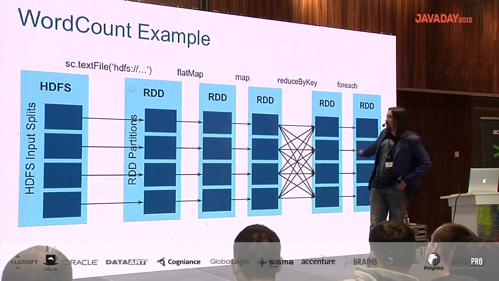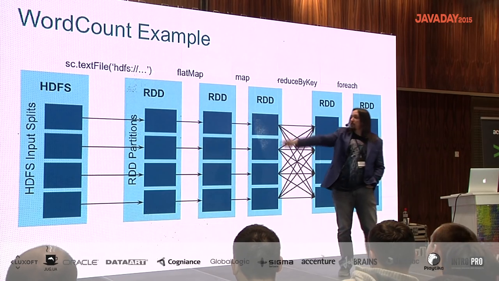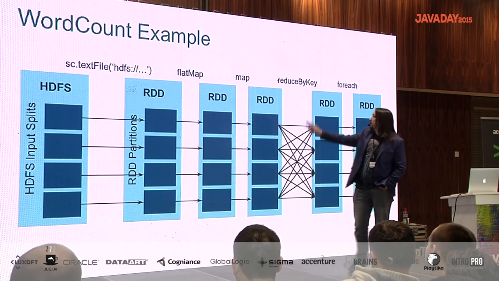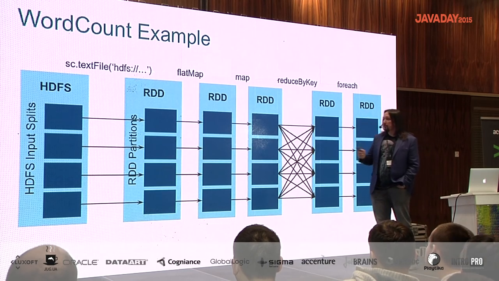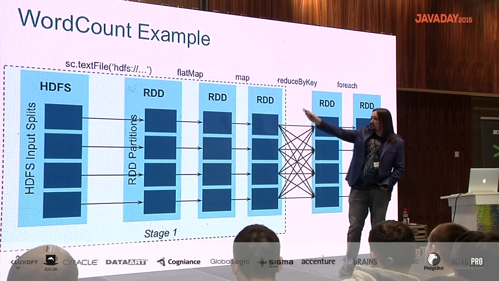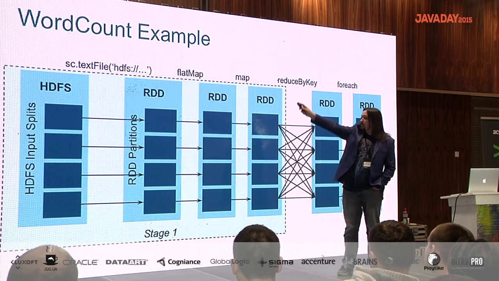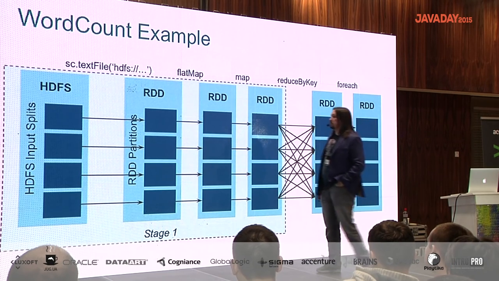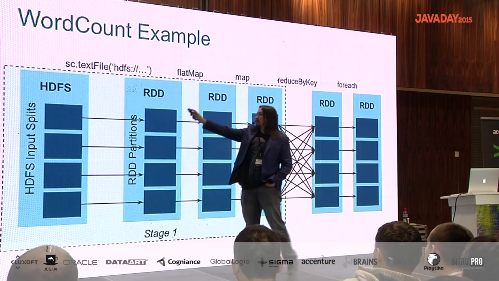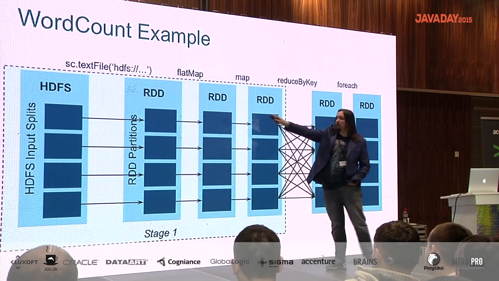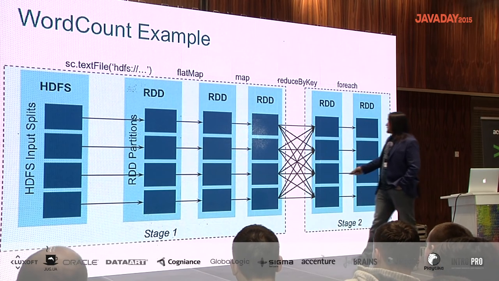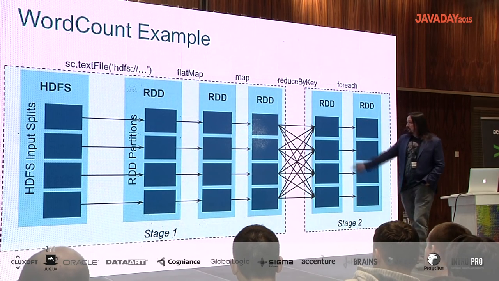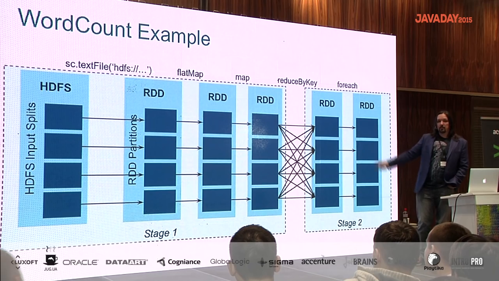Here is the same word count example. We read a text file, execute flat map, then we execute reduce by key, and then we execute foreach. The first stage is all of this. All of this can be executed in a single pass, because all the partitions can be pipelined. All of these transformations can be pipelined and executed in a single action. The second stage is this one. You see between them we have a shuffle.